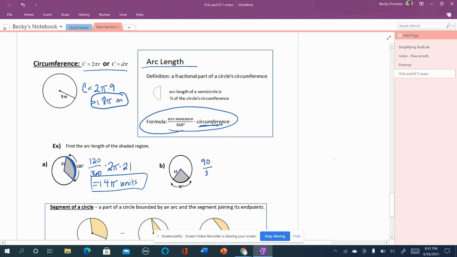Let's do the same thing here. We're going to take the 90 and put it over 360 and times it by circumference, which is 2 pi times my radius, which is 12. All right, just type it in. 90 divided by 360 times 2 times 12 is 6. And again, this is just units.